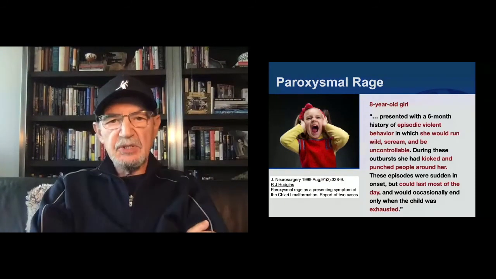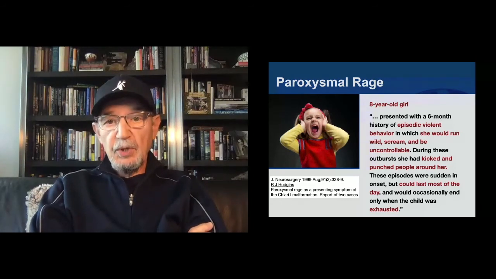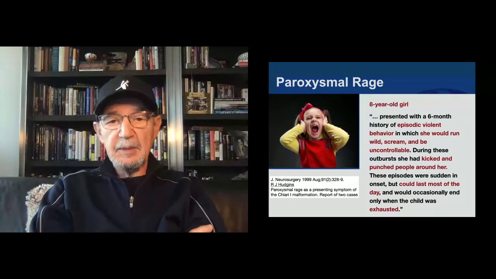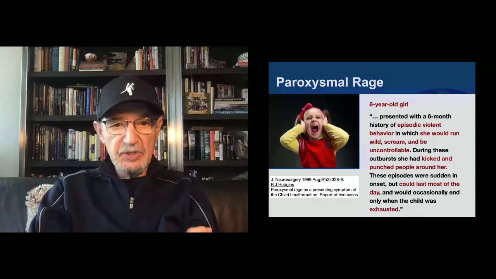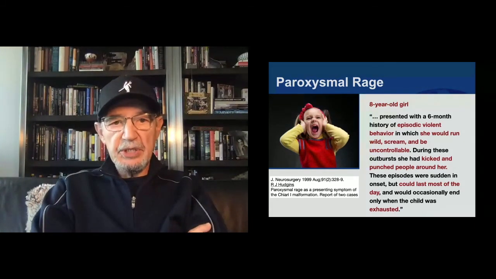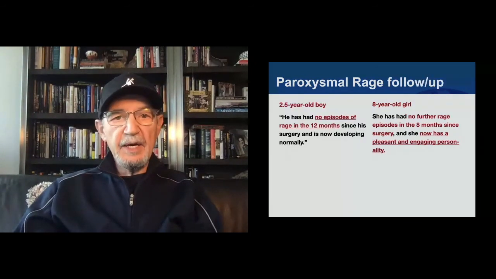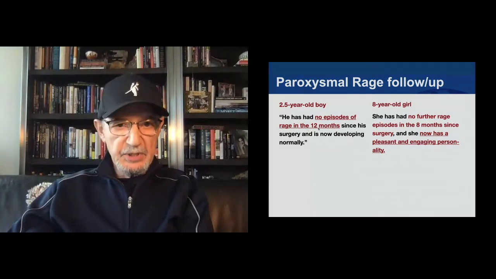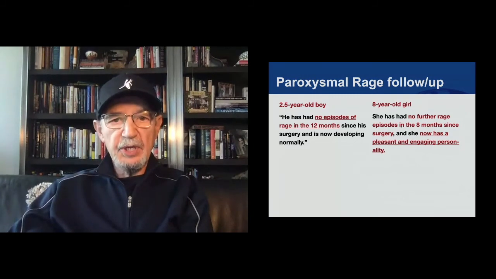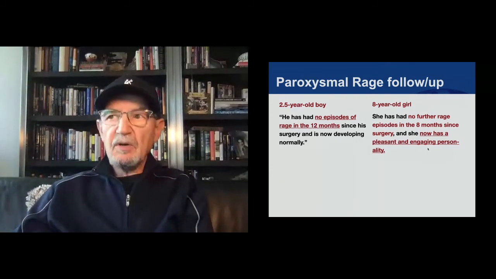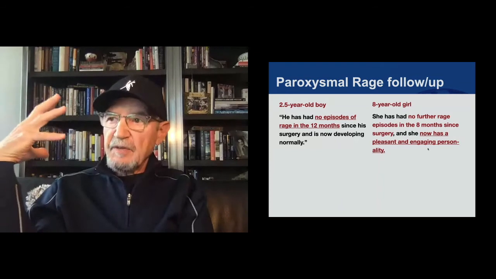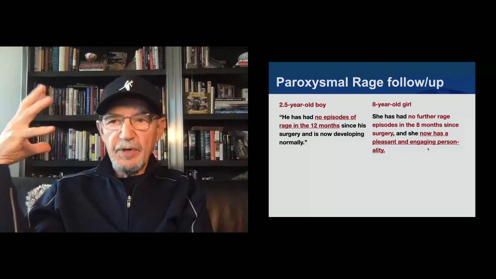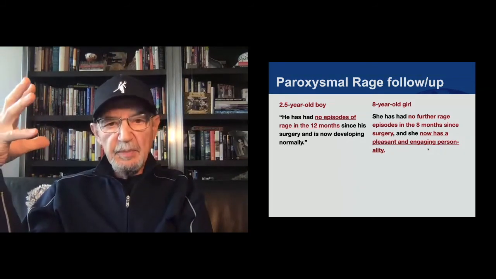She presented with a 6-month history of episodic violent behavior in which she would run, scream, be uncontrollable, kick and punch people around her. Sometimes these episodes could last most of the day until she was finally exhausted. The neurosurgeon that saw these two children did Chiari surgery on both and evaluated them. The boy, 12 months after, had no further rage episodes. The 8-year-old girl also had no further rage episodes when he saw her 6 months after surgery and was now described as pleasant and engaging. So a very unusual manifestation of behavior, and we have not previously considered the cerebellum that important in behavioral functions, but it clearly is.